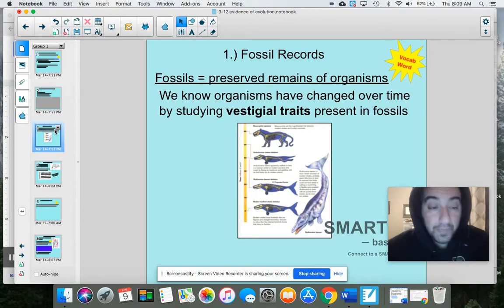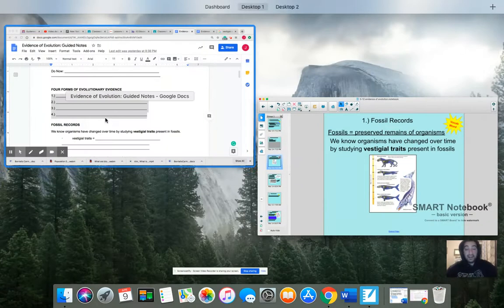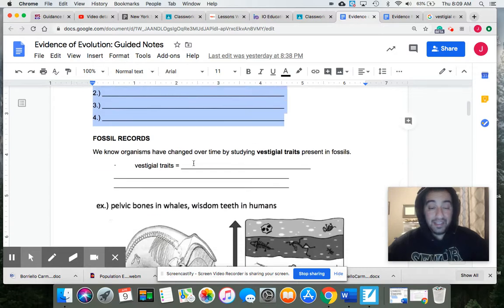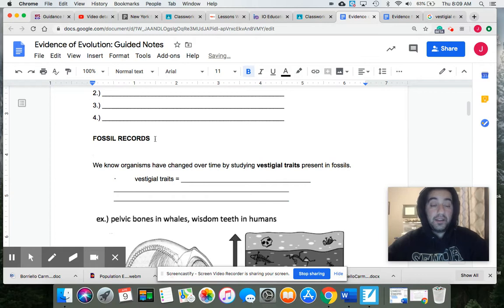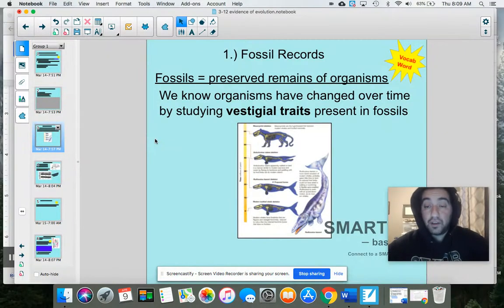Okay, so after you have copied the four forms of evolutionary evidence, let's take a look at each one specifically. Number one, fossil records. Fossils are defined as preserved remains of organisms. You're going to copy what's underlined in your guided notes. Underneath fossil records, you're going to hit enter, and copy down: preserved remains of organisms.